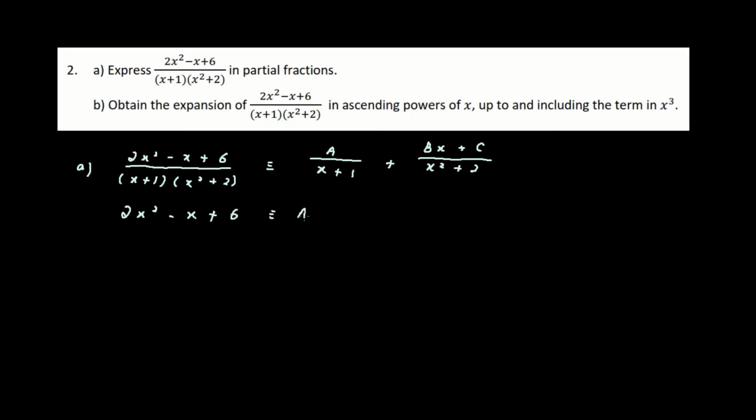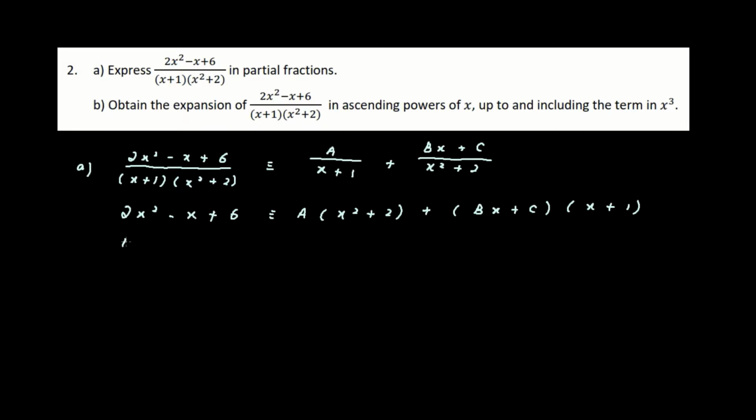Equals to a times (x squared + 2) plus (bx + c) times (x + 1). Okay, so just a reminder, make sure that you are putting the bx + c inside a bracket, so that you don't forget that your x + 1 should multiply with bx as well. Okay, right, so same thing, do the comparison.